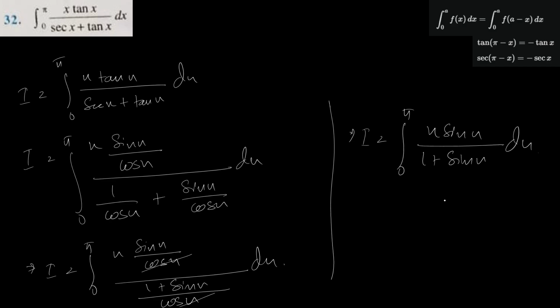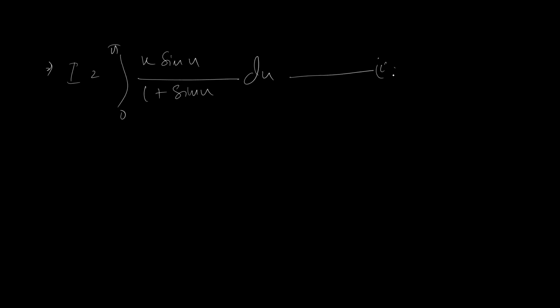So here what I will do is I will take this as equation 1. Let me do it on the next page. This is what I got. I is equals to integral 0 to pi of x sin x by 1 plus sin x dx. This is equation 1. Okay, this is equation 1.